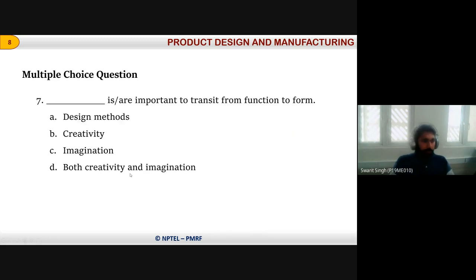Moving to question number 7. What is the difference between a set of techniques and a set of boundaries? Okay, so a set of techniques is something that governs the working principle of things. Suppose there is a thermometer. Okay, a thermometer is there.